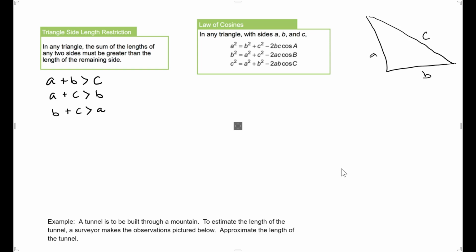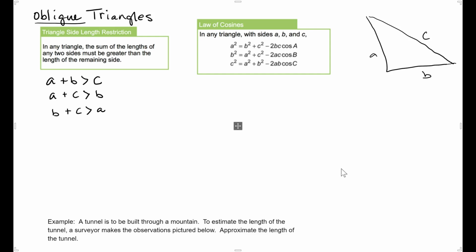If this is violated, then you do not have a shape that can be called a triangle. It's not a triangle. All right, so let's go ahead and take a look at the law of cosines. Now, we're dealing with triangles that are oblique. What is an oblique triangle? They're triangles that are not right. They do not have a 90-degree angle.